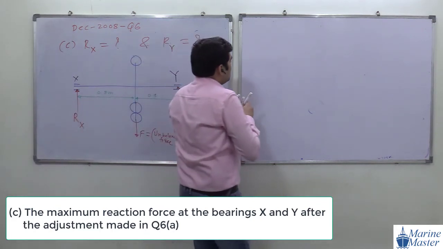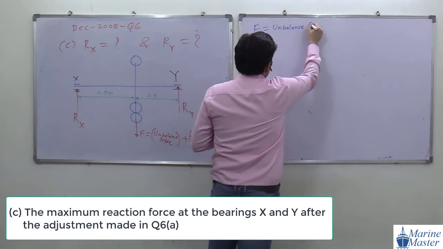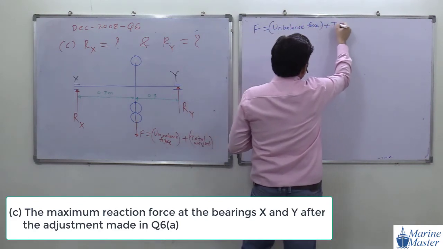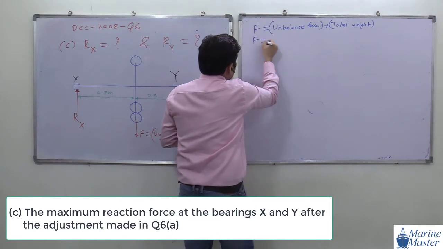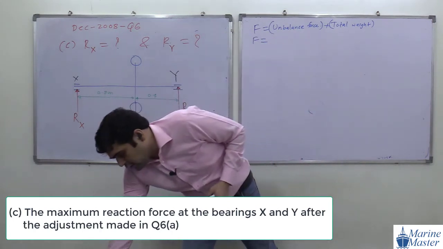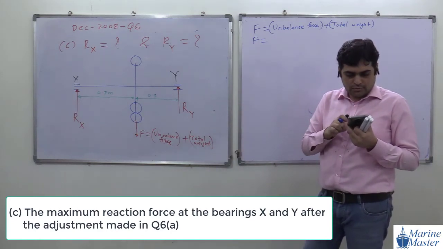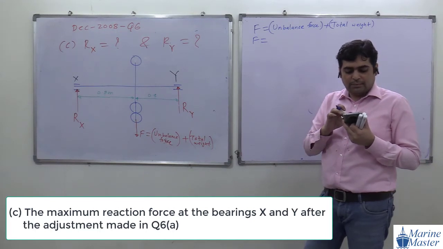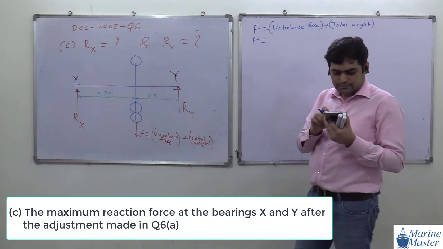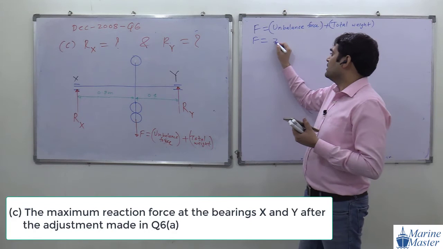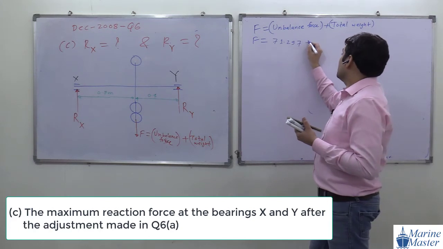So the value of F will be what? F will be the unbalanced force plus the total weight. See the point here. Okay. So what is the value of unbalanced force, guys? Just now we calculated. What is the value of unbalanced force? 71.297.